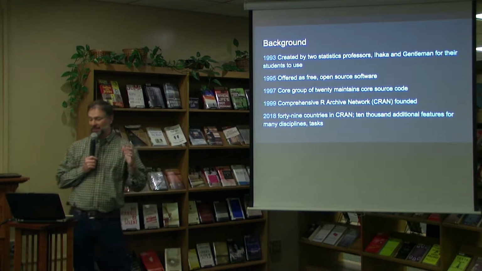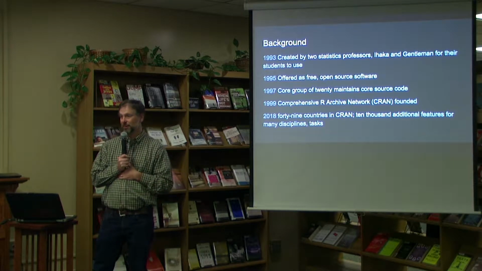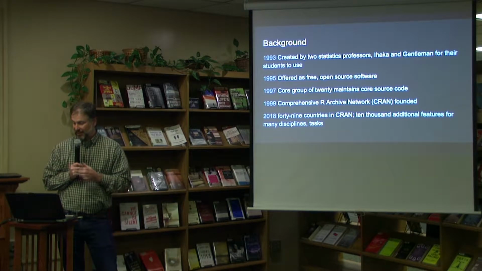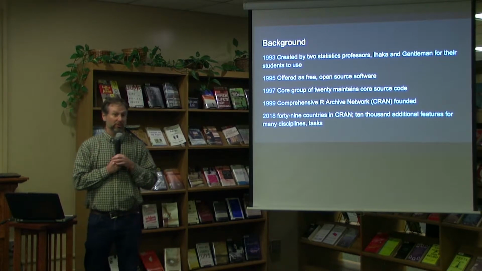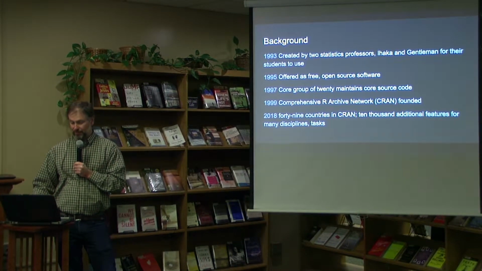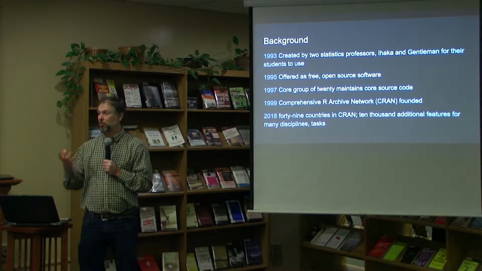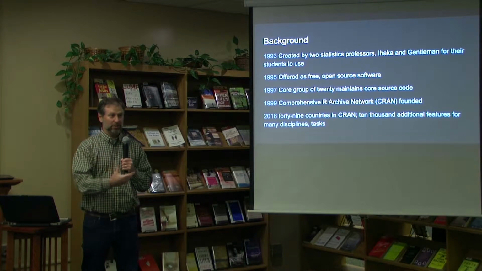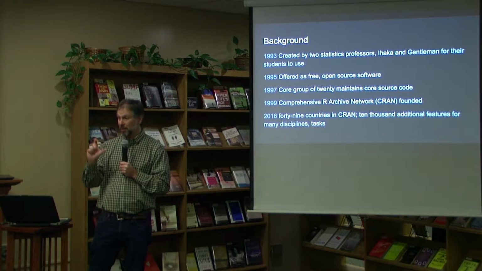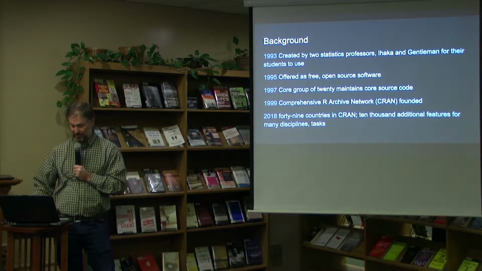So R was created in 1993. It's generated by two statistics professors at the University of Auckland, New Zealand, and they generated it for their students to use. So even from the beginning, it was made for students to use as well. In 1995, people encouraged them to offer it up as free open source software, which means anyone can use it, but also anyone can modify it too. So there's some benefits and drawbacks to that, but there's a lot of benefits.